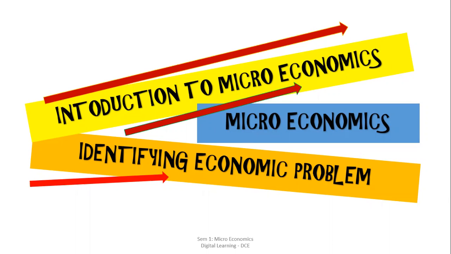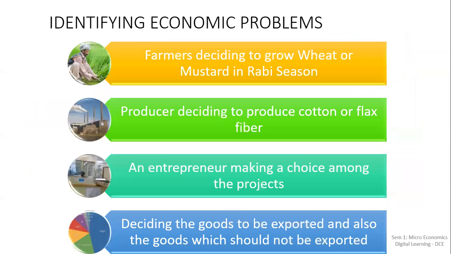The session that we are going to discuss today is identifying economic problems. As we all have studied till now, what are economic problems? They are the problems of choice arising on account of scarcity of resources and unlimited wants. But let's understand some realistic situations where we can identify and classify them as economic problems.